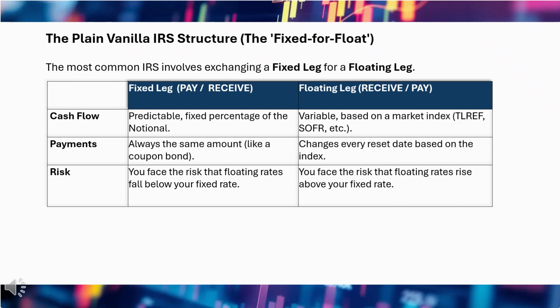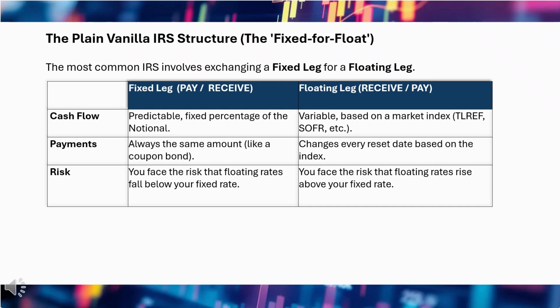On the other side of the agreement, we have the floating leg. This is the variable component. The payment amounts on this leg are not fixed at inception. Instead, they reset periodically, for example, every quarter or every 6 months, based on the current level of an agreed-upon market reference index, such as TLREF for Turkish lira swaps, or SOFR for US dollar swaps.